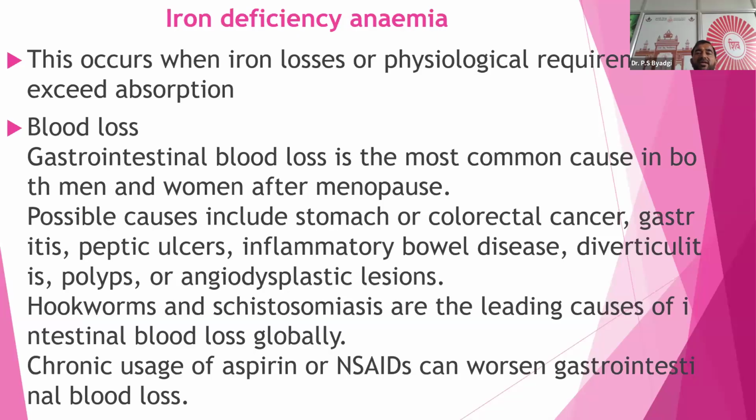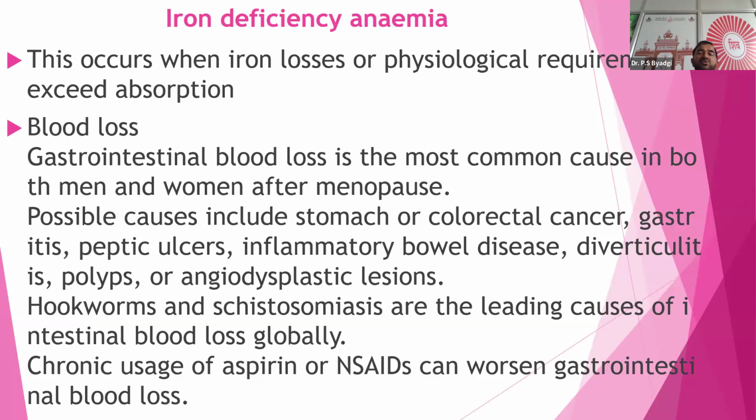Everybody is aware that iron deficiency anemia develops because of iron losses, either through diseases or a physiological requirement that exceeds the absorption. So this disease occurs when there is iron loss or a physiological requirement that exceeds absorption. In those conditions, this disease is going to manifest.